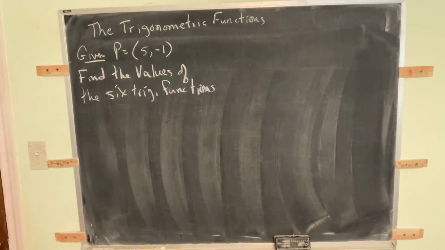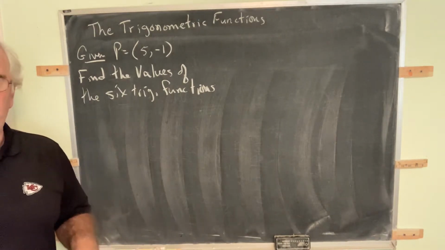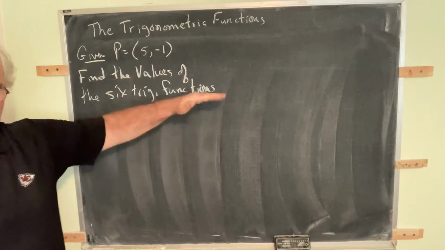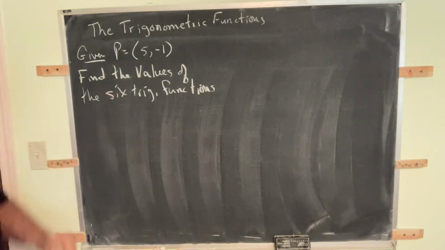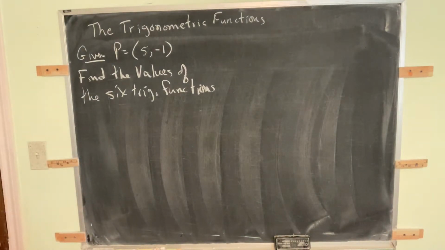Our next example is very similar to the previous. We're given the point P is (5, -1), and we're asked to find the values of the 6 trigonometric functions. So perhaps a good thing to do here is just pause the video now, see if you can work through this, and then when you're finished, you can start the video again and see if I can match what you did. So go ahead and pause now if you like.